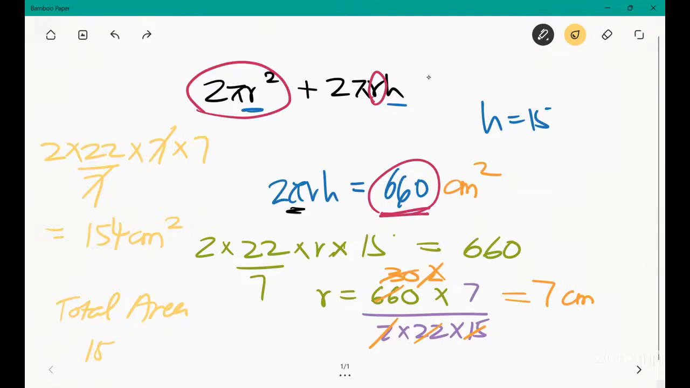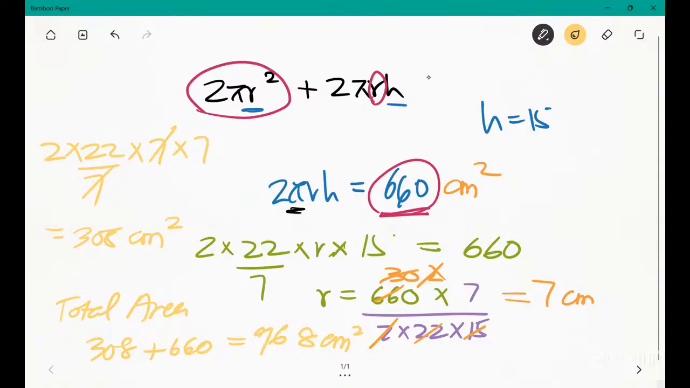Wait, 2 into 22 is 44, and 44 into 7 is not 154. 44 into 7 is double of that. So it's 308. This is 308. So then 308 plus 660 gives 968 centimeter square.